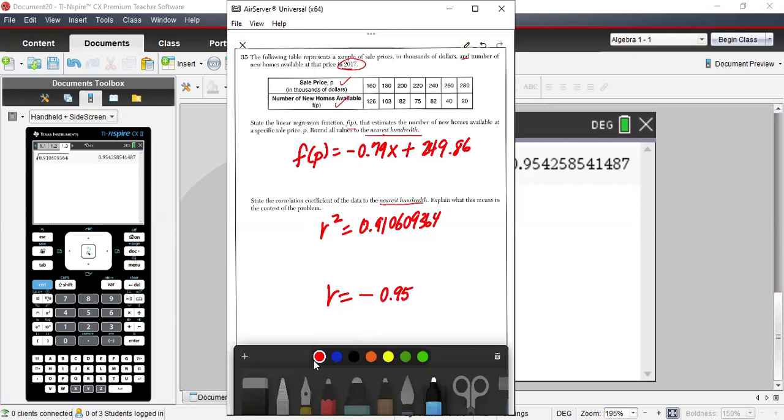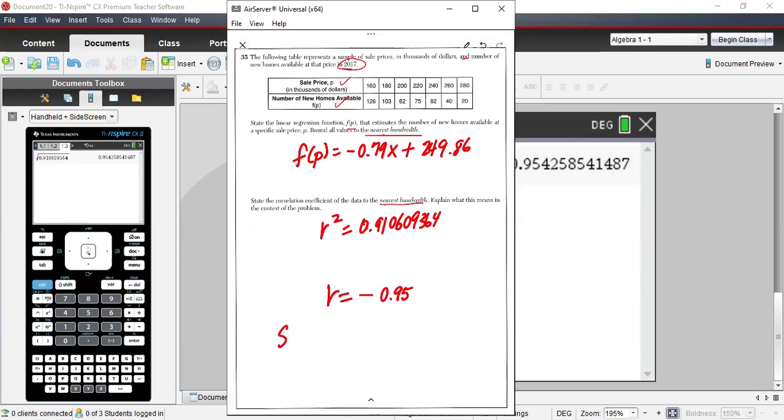And then we just answer the last question. That's a strong negative correlation. That's what we're saying. And once we answer that, this is worth 2 points. This is worth 1 point. This is worth 1 point.